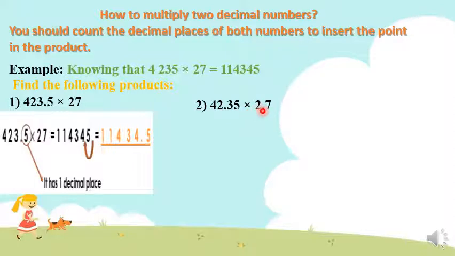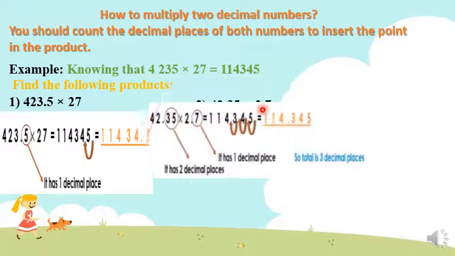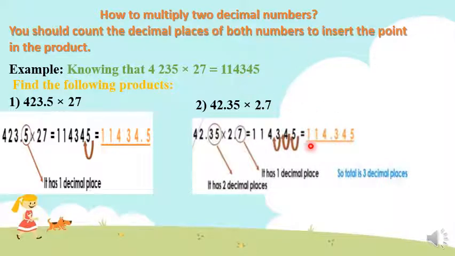Part 2. Okay, what if we have 42.35 times 2.7? Can you find the answer? Look at these numbers and the numbers up. They are almost the same, but the difference is that we have two decimal numbers. What to do when we multiply? As we said before, we ignore the decimal points, so they will give me almost the same numbers. Why? Because we have to put the decimal point.